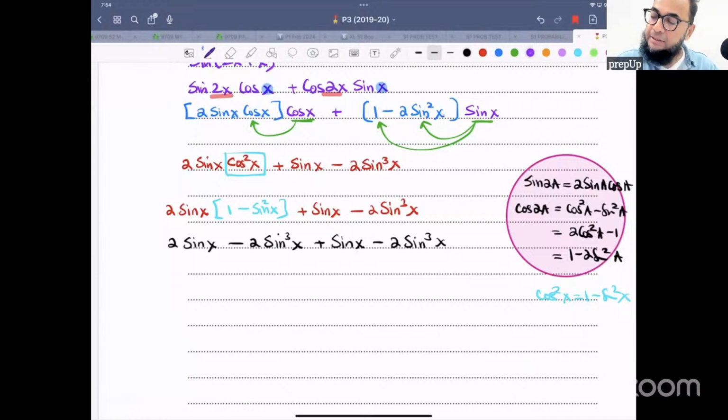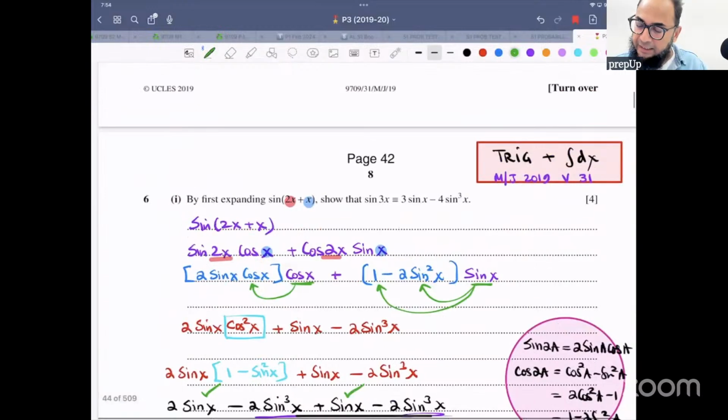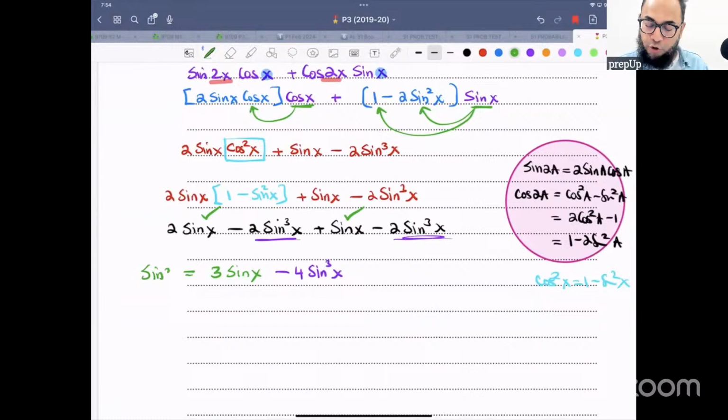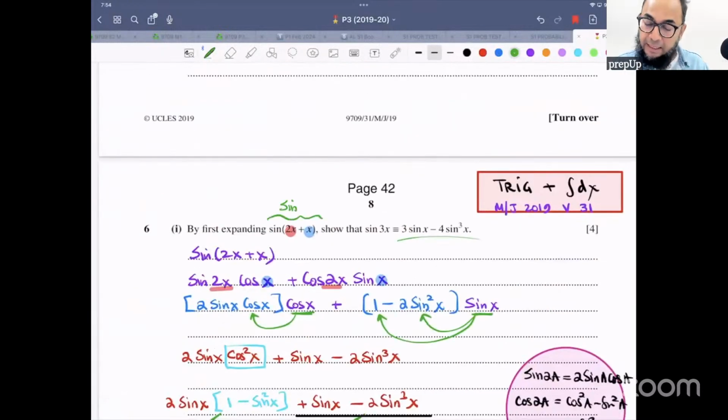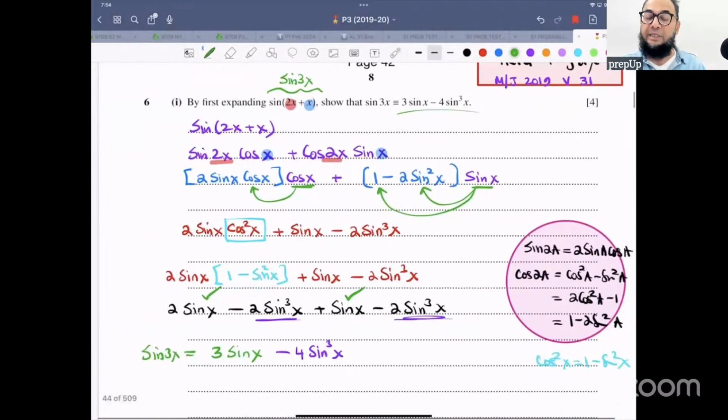So now I have sine cube over here and sine cube over here. That is negative 4 sine cube x. I have 2 sine x over here, and this sine x over here, so that is 3 sine x. And I think that is the answer, 3 sine x minus 4 sine cube x. That is basically sine 3x. So by first expanding this thing, this is sine 3x. So that's how this thing is done.